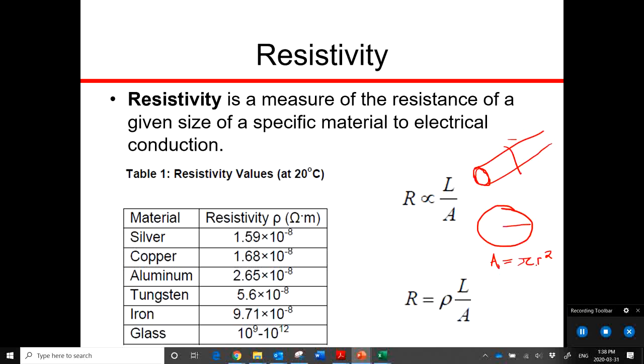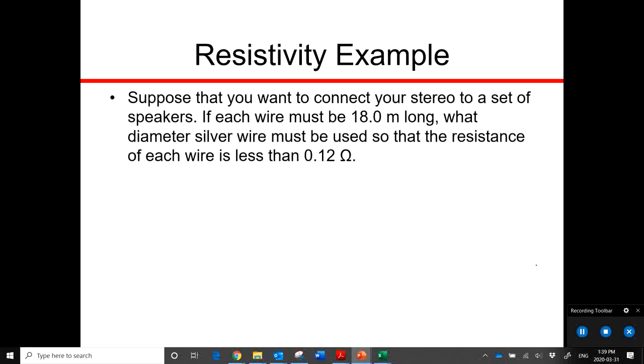Now by adding in the resistivity factor into this equation, we can change this proportionality to an equation. And we get R for resistance is equal to rho, the Greek letter rho, which stands for resistivity, times length divided by the area of the wire. Okay, where resistivity is measured in ohm meters.